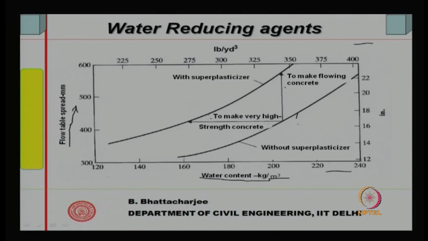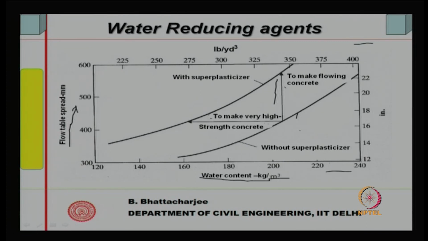This is the curve. But if you add superplasticizer, at the same water content you want to get higher flow, then simply add superplasticizer. So, with superplasticizer at same water content you can get higher flow, but supposing you want to maintain the flow same, then you can reduce the water, and if you want to maintain the same strength, you can reduce down the cement also. So, you can have a cement saving, but if you want to get higher strength, keep the cement same.